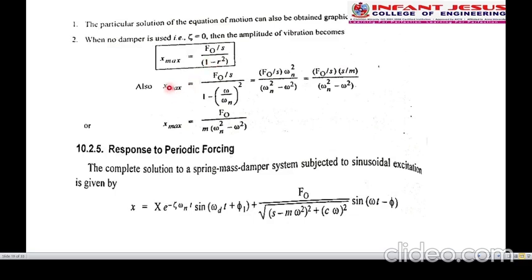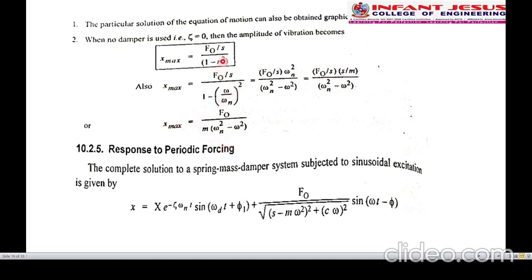Also we can write x max equal to f naught by s, divided by 1 minus (omega by omega n) the whole square. If you take the LCM, take this omega n square to the numerator and substitute for omega n, it is root of s by m. So omega n square is s by m. Substituting, the final answer is f naught by m, divided by (omega n square minus omega square), as s will be cancelled. This is also a formula for x max.